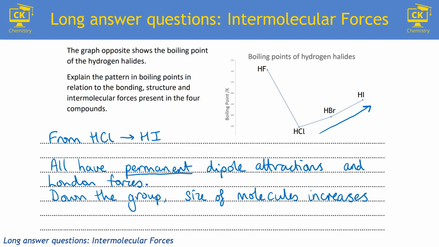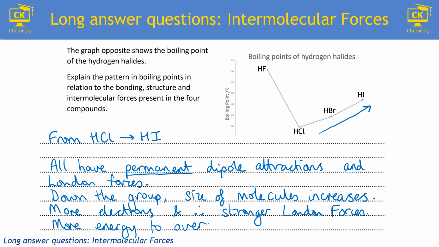So the size of molecules increases. That means there are more electrons and therefore stronger London forces. We can add in, therefore we need more energy to overcome, and higher boiling point as we go down that group from one compound to the other.